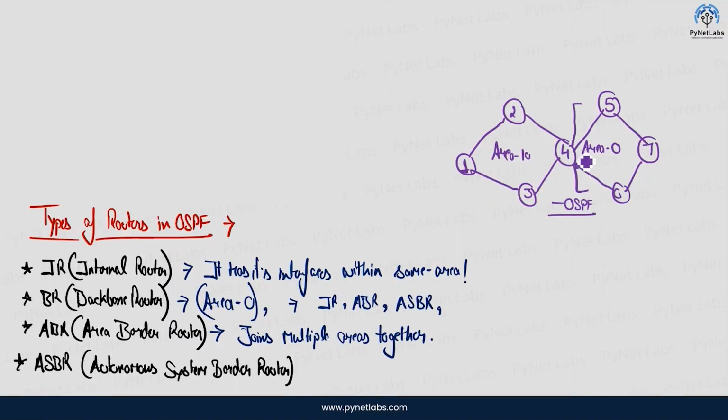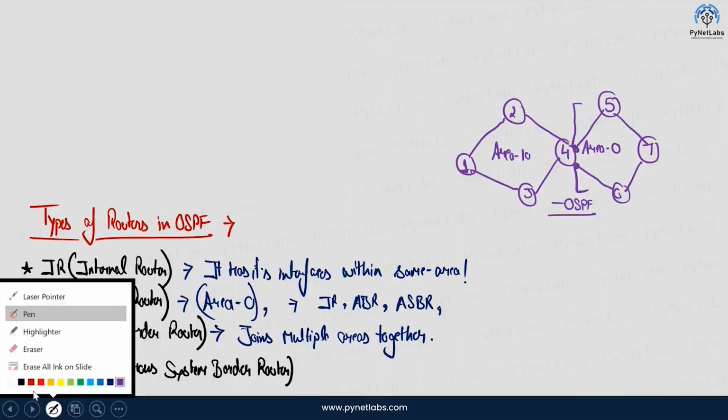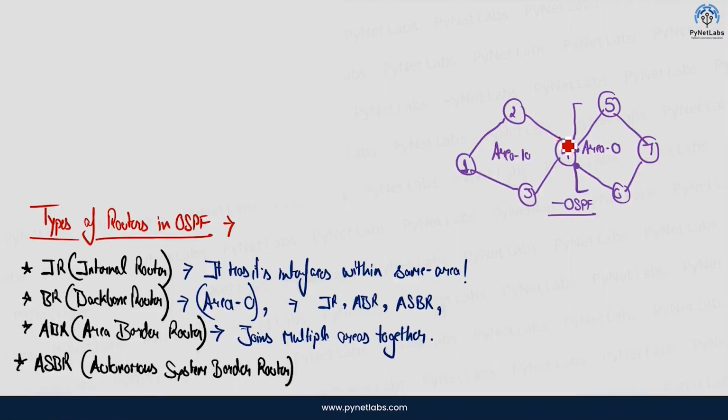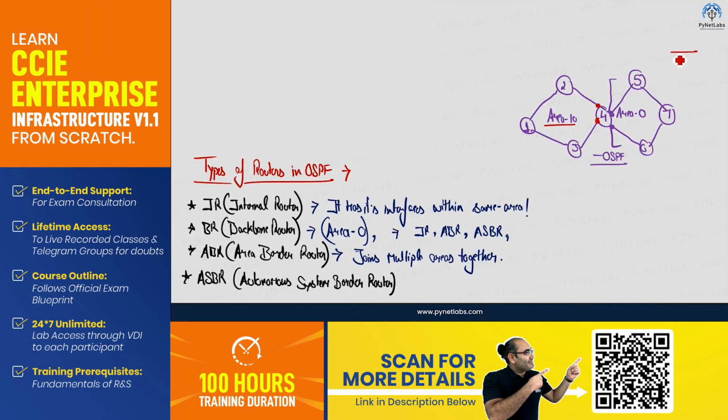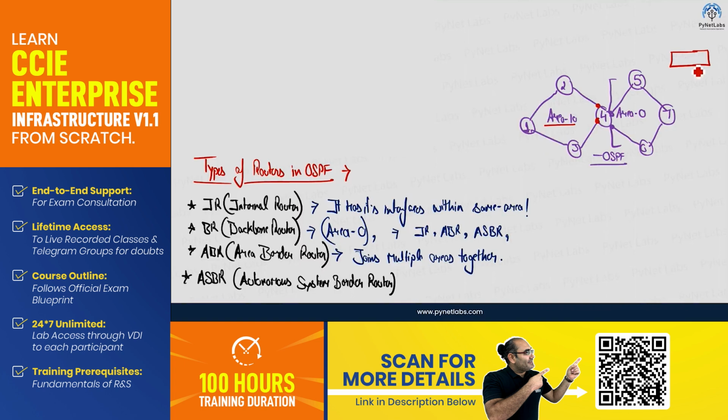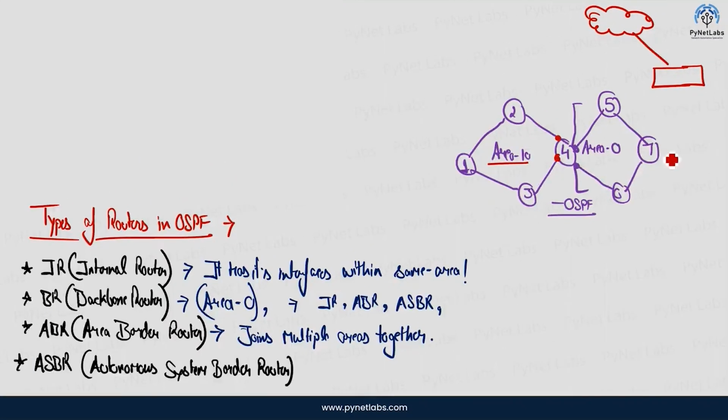So area 0 is up to this part. These interfaces belong to area 0, whereas the interfaces I'm marking with the red color belong to area 10 here. Now in this scenario, let's assume that we also got some ISP router here. Let's say this is your ISP head office, and this ISP is further connected to the World Wide Web. And the seventh router, the edge router of the organization, is connected to your ISP here.